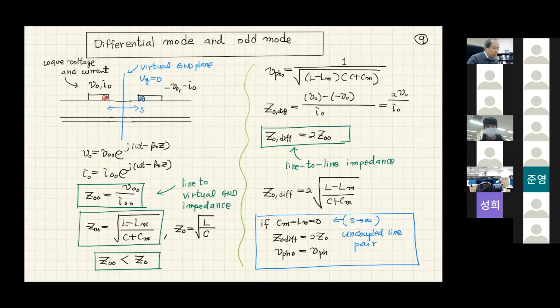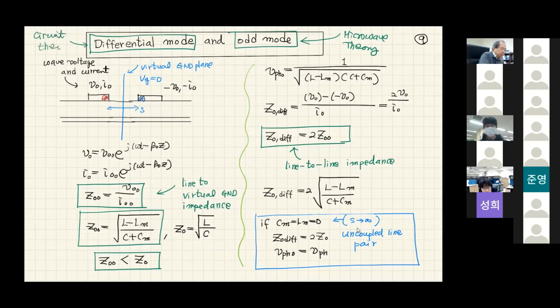Now let's spend some more minutes to talk about the relationship between differential mode and odd mode. Please pay attention. Many times people are confused between the differential mode and odd mode. Odd mode is a very popular analysis method in microwave circuit theory, and differential mode is terminology used in circuit theory. Basically, those are the same, with very little difference.